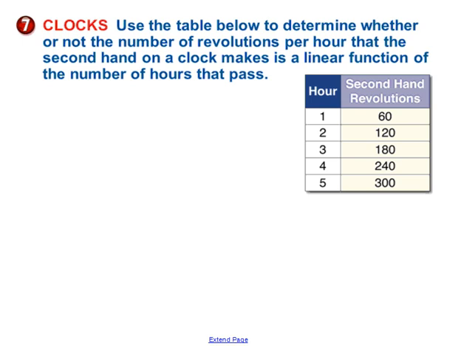Clocks. Use the table below to determine whether or not the number of revolutions per hour that the second hand on the clock makes is a linear function of the number of hours that passed. You can see the change is 1 hour, 1 hour, 1 hour, 1 hour. So that meets our requirement. The change here is 60, 60, 60. Looks like the change is constant. Since the change is constant, it is a linear function.